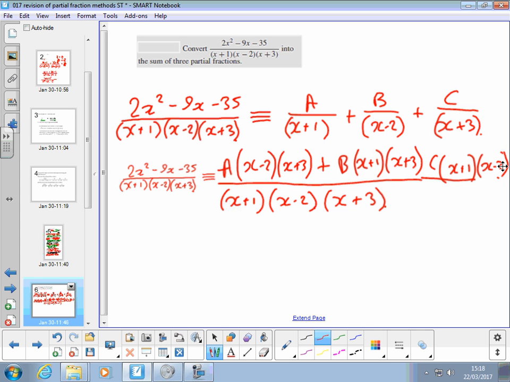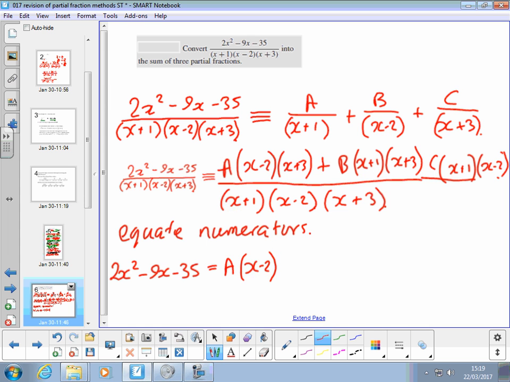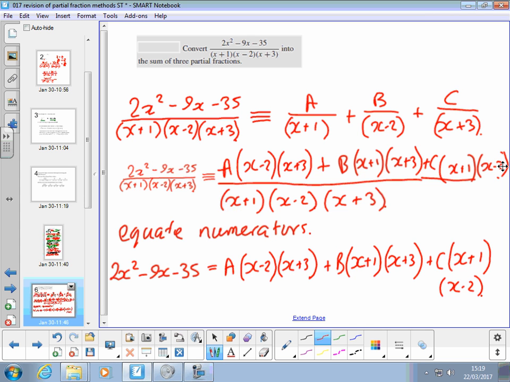Alright, but what do we do next? What's the term called? Equate numerators. So we say 2x squared minus 9x minus 35 is equal to a(x minus 2)(x plus 3) plus b(x plus 1)(x plus 3) plus c(x plus 1)(x minus 2). Yep.